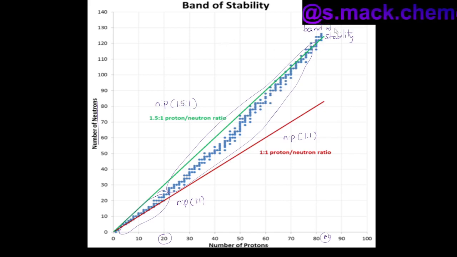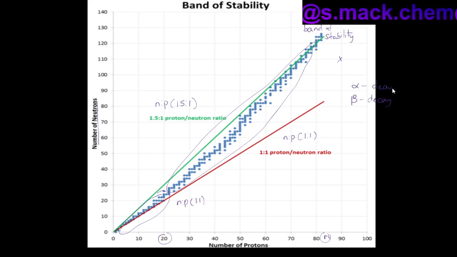Any other isotope, and I'm looking at isotopes with an atomic number greater than 84 that do not fall within the band of stability, we call these radioactive isotopes. And we say that they approach the band of stability, right? And the approach to the band of stability is done through alpha or beta decay.